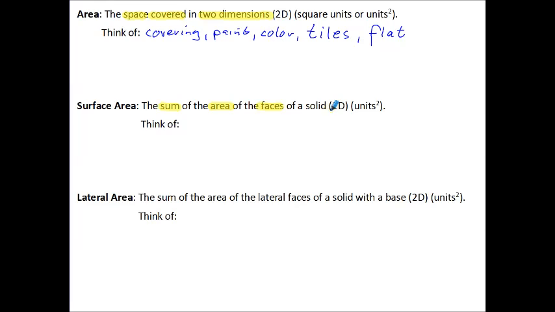Surface area is the sum of the areas of all the faces of a solid object. The surface area is two-dimensional. The solid object itself is three-dimensional, however. And since it's another type of area, again, we're going to use units squared for surface area. When we talk about surface area, I want you to think of covering all the sides and the top and the bottom of an object. For example, wrapping a present.